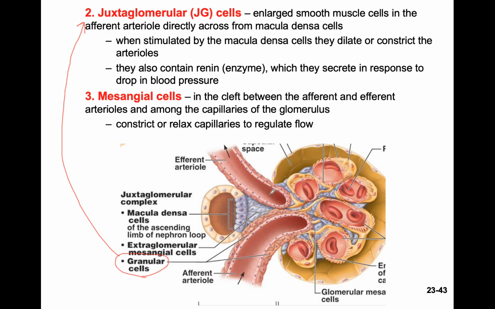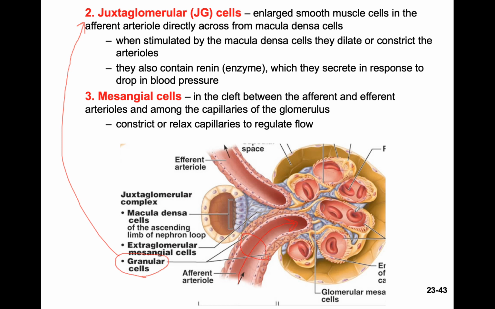This is because the JG cells work mostly to constrict or dilate this afferent arteriole. So again, they're constricting and dilating because they're smooth muscle cells. When you constrict and dilate the incoming opening into the glomerulus, you're able to control how much blood actually gets into the glomerulus here. And in essence, you're able to control the GFR. The more this dilates, the higher the GFR is going to be. The more this constricts, the lower the GFR is going to be.